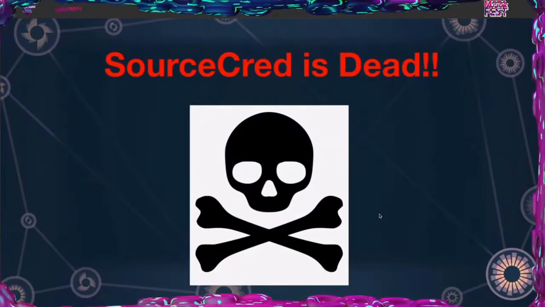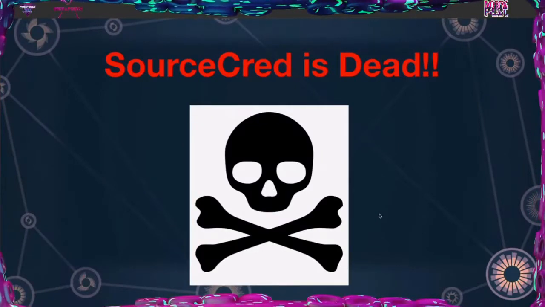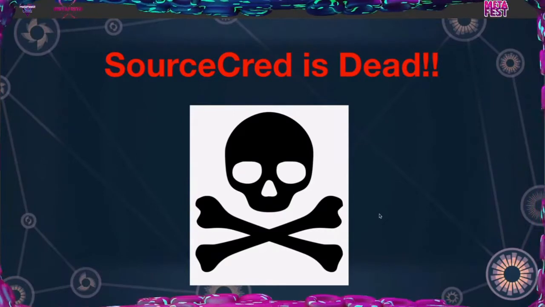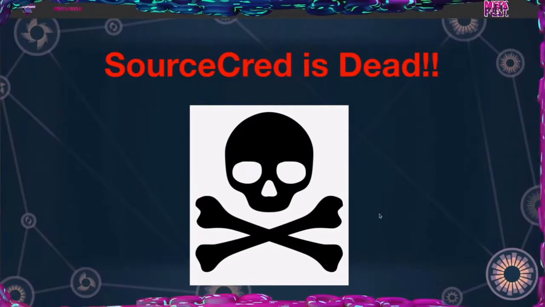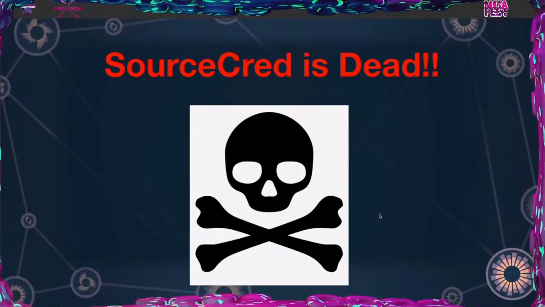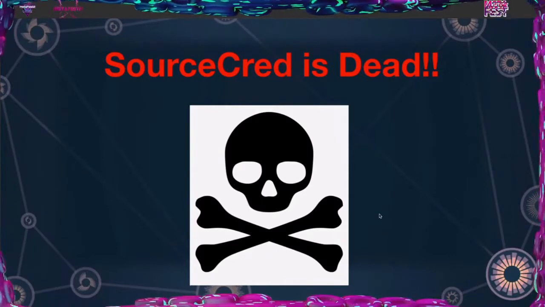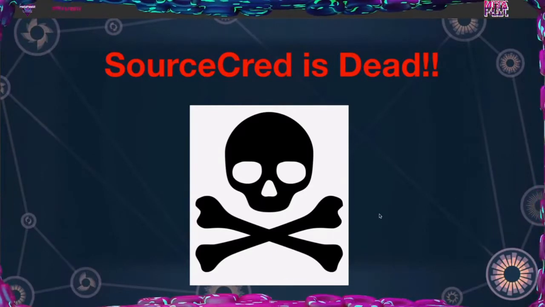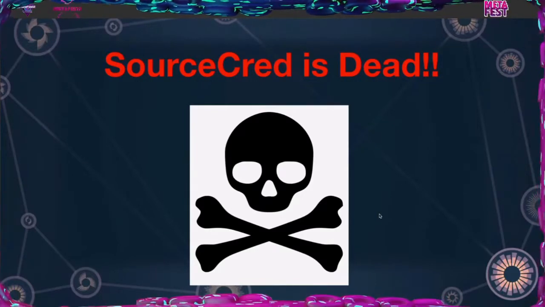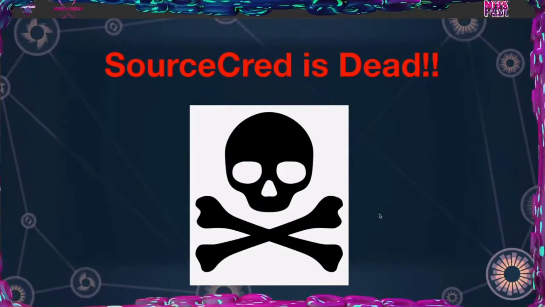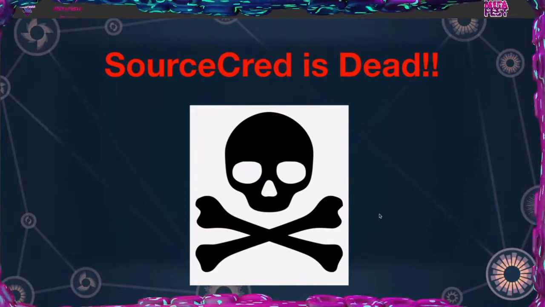This has led to people thinking SourceCred is dead. The reports of SourceCred's death have been greatly exaggerated. SourceCred is not dead. The org supporting it has shut down, and we're no longer paying people. We've just moved to a standard open source model.